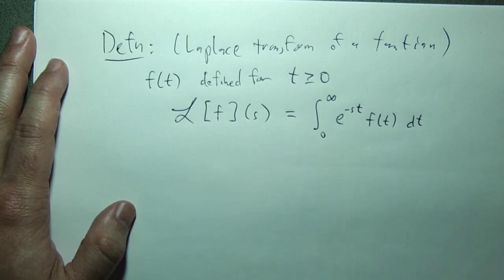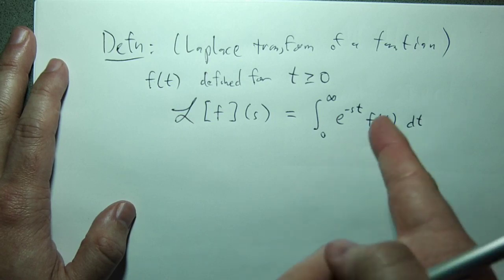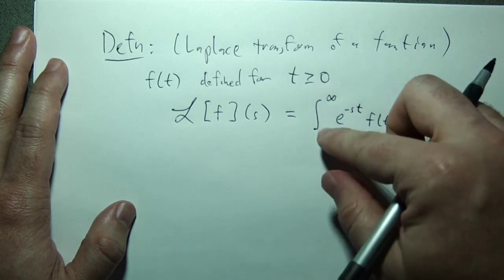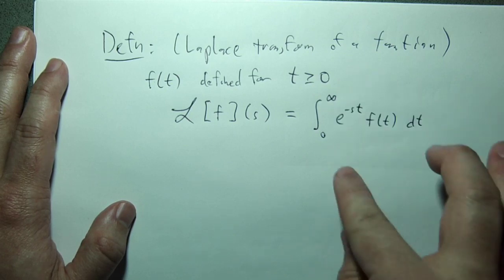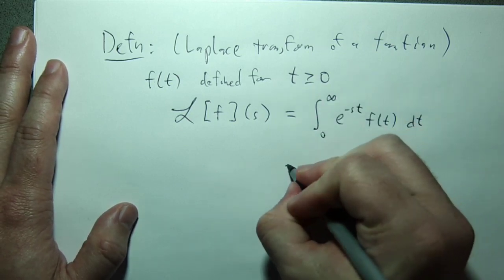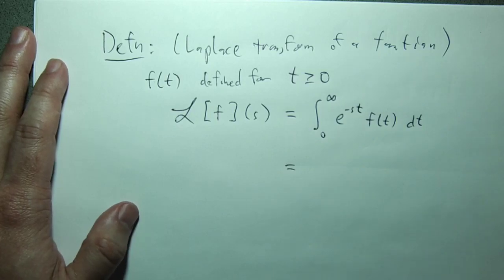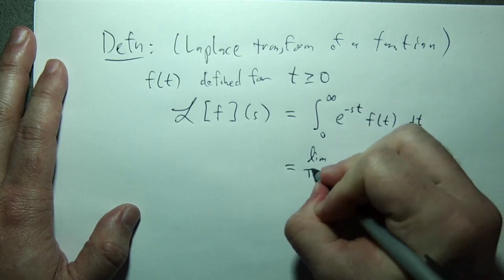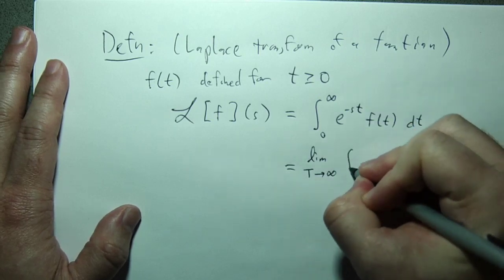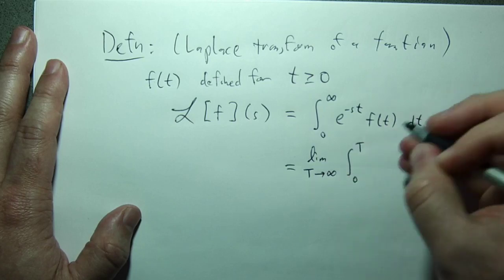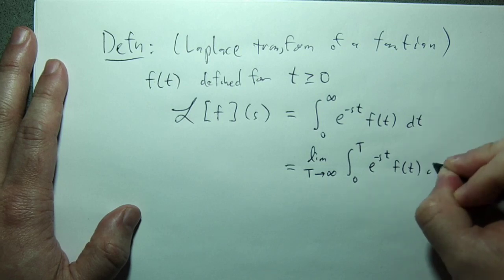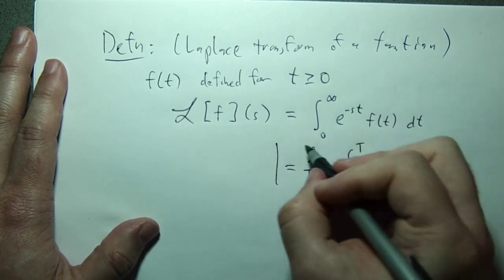But this is an improper integral, right? So you might want to refamiliarize yourself with how you compute something like this. It's improper in the sense that the interval you're computing this integral over is of infinite length. So how do you actually compute something like this? Well, you compute it as a limit. You compute this as the limit as big T goes to infinity of the integral from 0 to big T of e to the minus s t, f of t, dt.